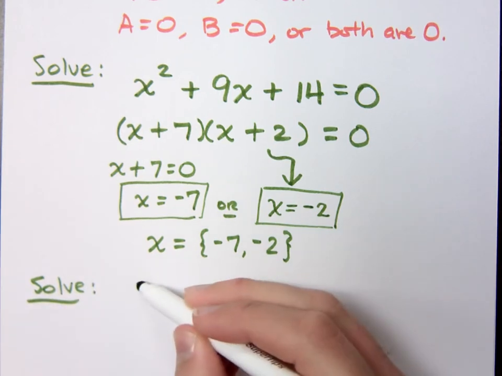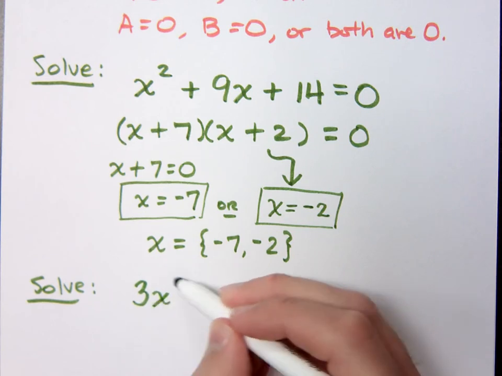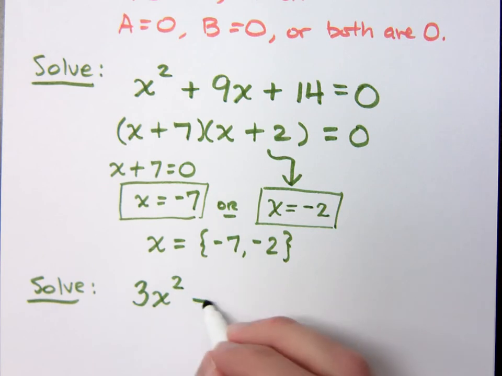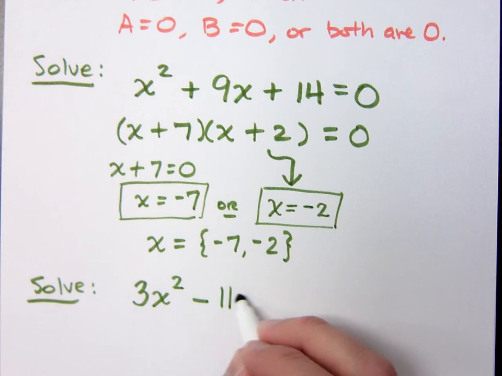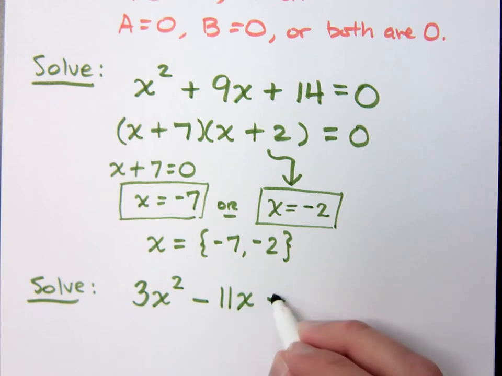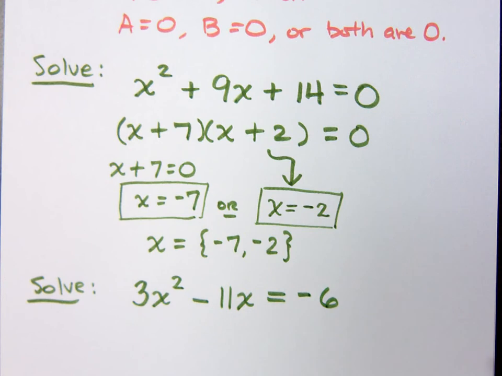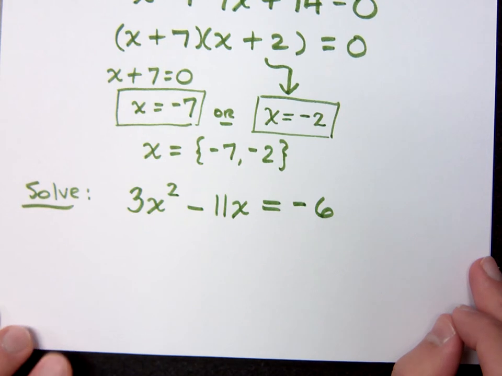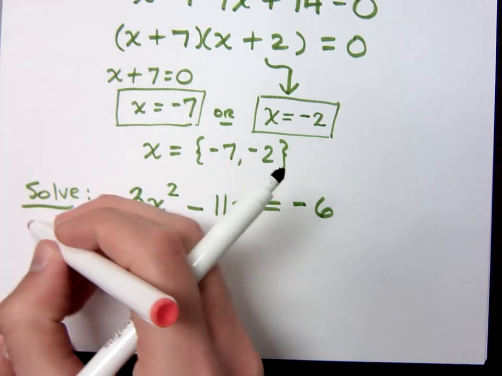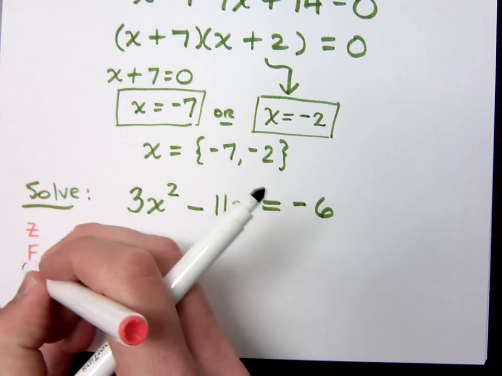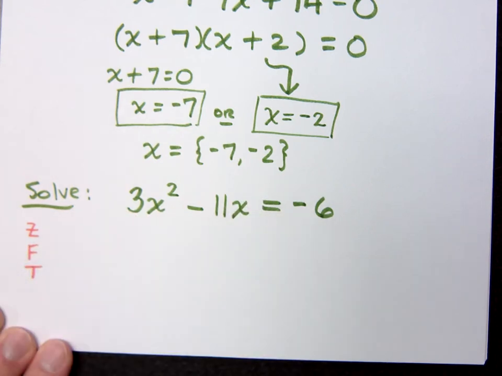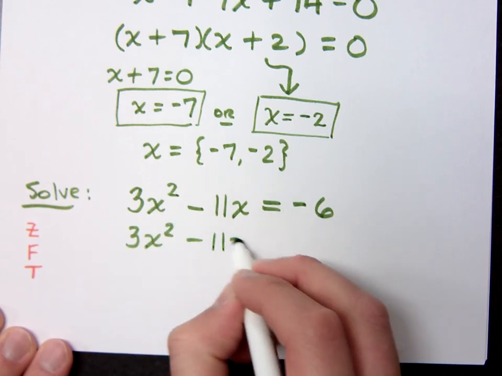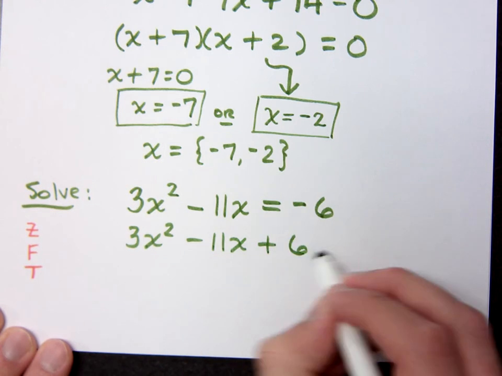All right, so what if I have this? If I have 3x squared minus 11x equals negative 6, how would you solve that? You have to set it equal to 0, don't you? Zero factor theorem. It must be set equal to 0 first, so I move the 6 over. So 3x squared minus 11x plus 6 is equal to 0.